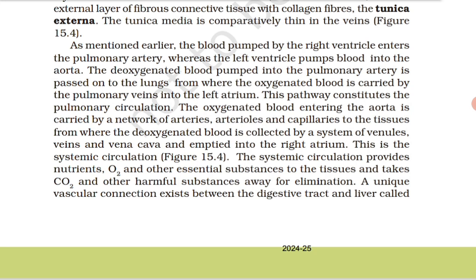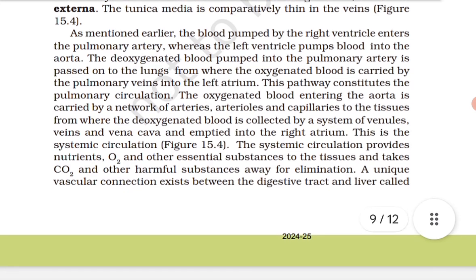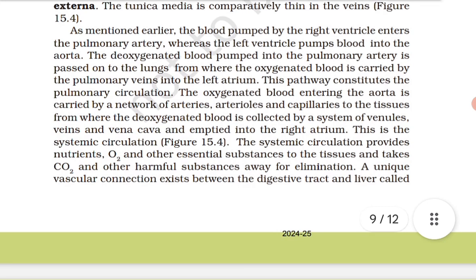The systemic circulation provides nutrients, oxygen and other essential substances to the tissues and takes CO2 and other harmful substances away for elimination. A unique vascular connection exists between the digestive tract and the liver, called hepatic portal system. क्या बोलते हैं? Hepatic portal system.